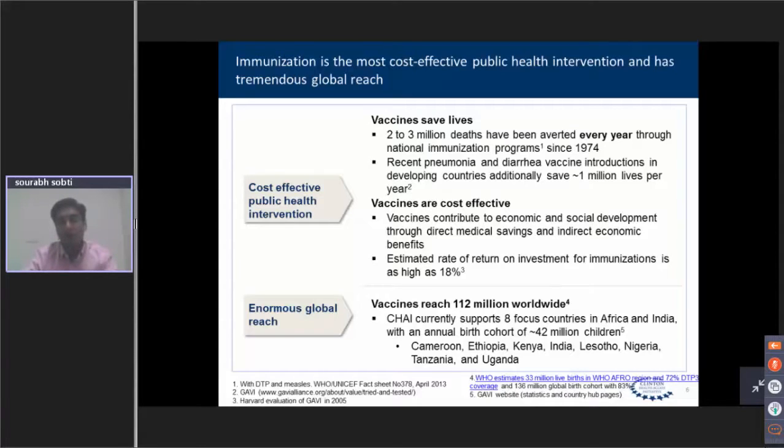Vaccines also have an enormous global reach, with about a 136 million birth cohort globally. Around 80-82% of them access vaccines, so clearly they reach around 120 million kids worldwide. CHAI has a presence in 8 focus countries where we support the Ministry of Health in some form or other: 7 African countries and 1 in India. The 7 African countries are Cameroon, Ethiopia, Kenya, Lesotho, Nigeria, Tanzania, and Uganda.